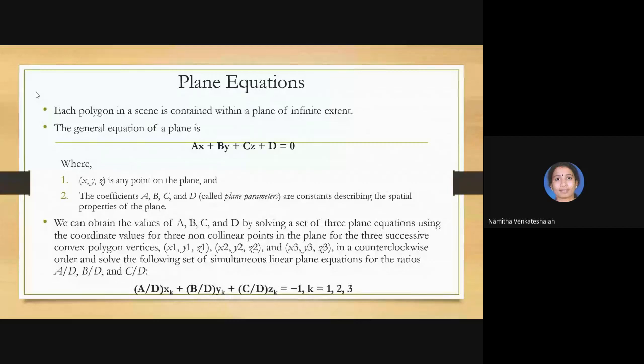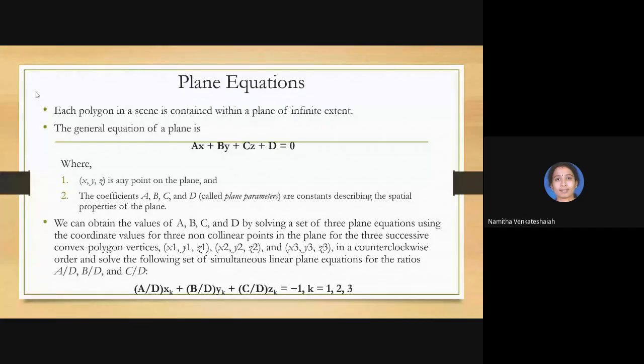Each polygon in a scene is contained within a plane of infinite extent. Every polygon will be present in a scene, and the scene can be considered as infinite extent. So the general equation for the plane is ax plus by plus cz plus d is equal to 0. This is the general equation for any plane.